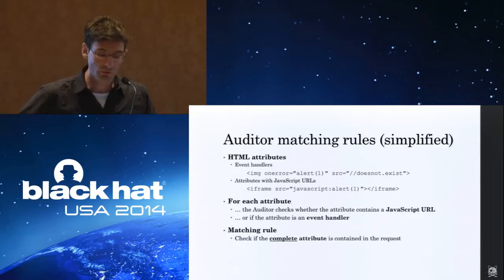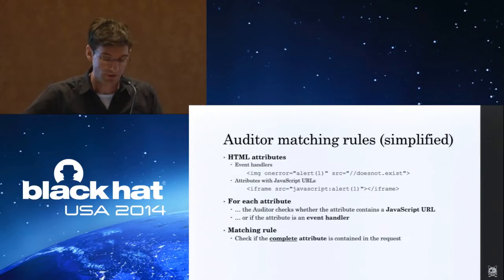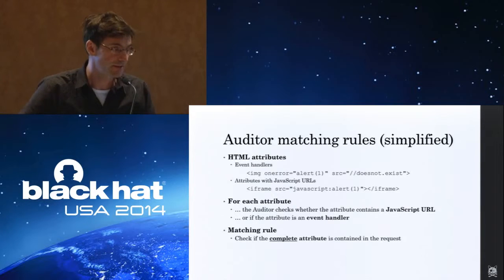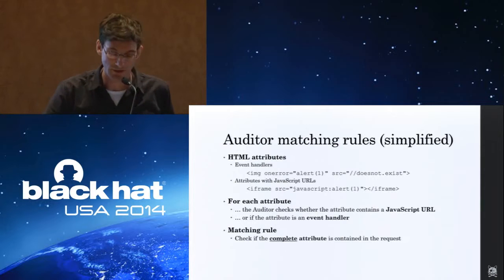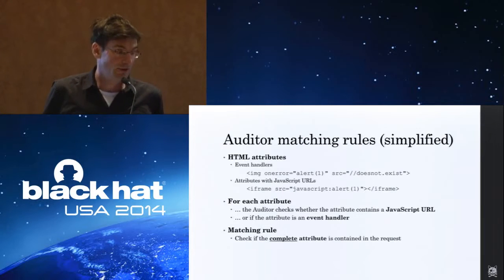The second matching rule is for HTML attributes. There are two classes of HTML attributes that can carry JavaScript. For one, you have the event handlers, something like onerror, onload, and so on. And you have attributes that carry URLs, because there's the javascript: pseudo URL scheme, which causes the browser to execute JavaScript directly. So all src and href attributes and all onerror and other event handler attributes invoke the auditor.